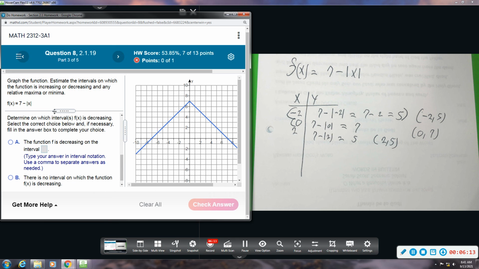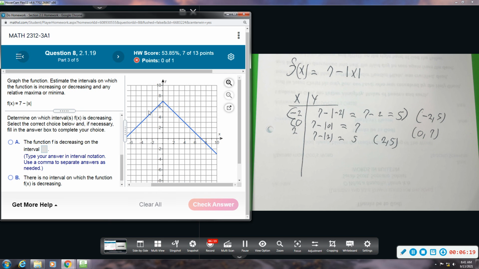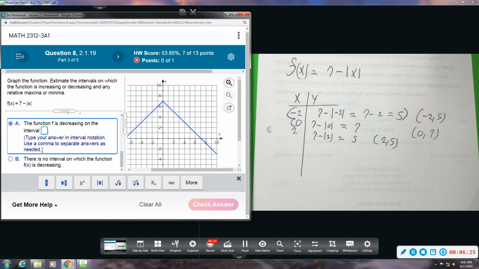All right, determine the intervals where it is decreasing. This graph starts going down from 0 all the way to positive infinity. It's decreasing from 0 going all the way to the right side of positive infinity. So we'll say 0 to infinity.